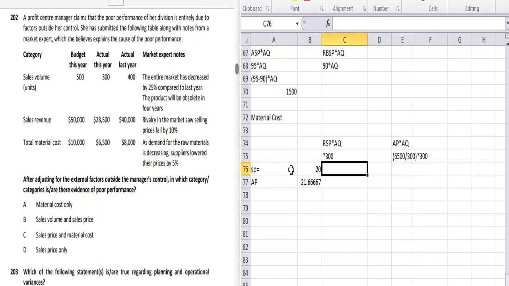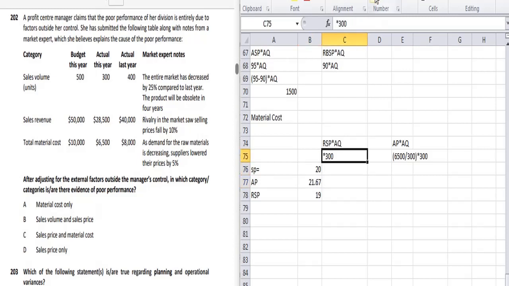Now the supplier has lowered the price by 5%. It means 20 into 95%, so our revised standard price will be 19. Again I'm telling, revised standard price will be 19. Forgive me if I have used the words selling price for the material for SP. It's actually a standard price.